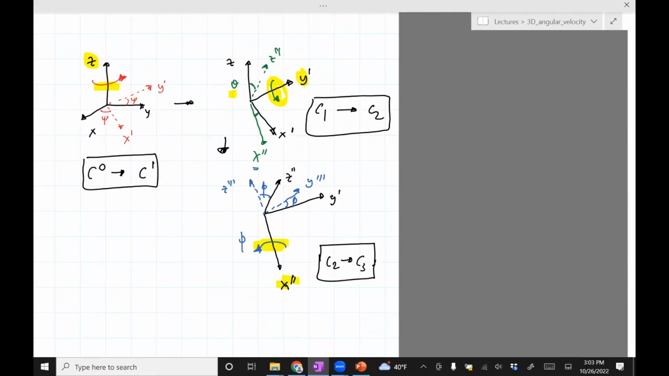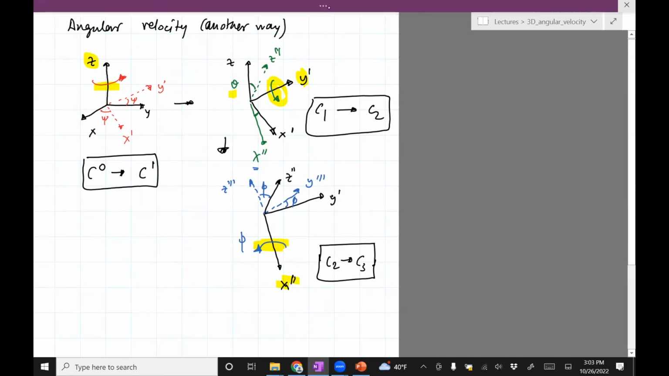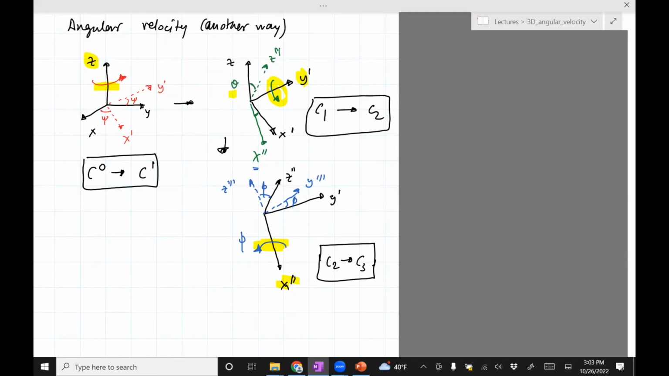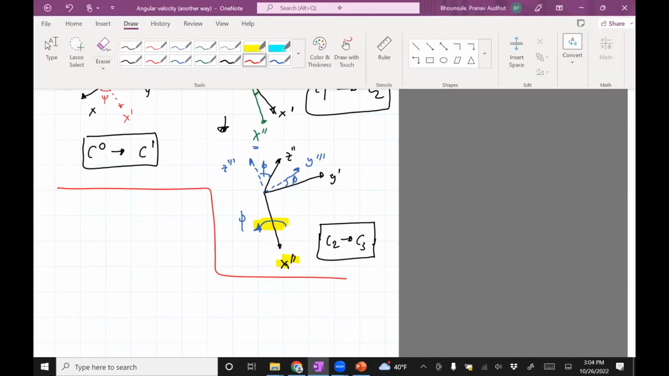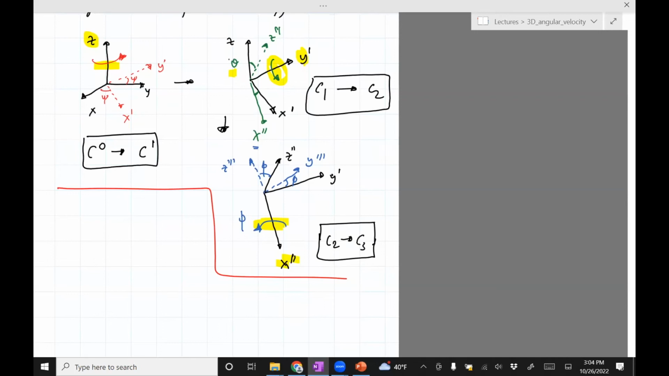So this is angular velocity another way. This is the sequence of rotations to get the Euler angles 3, 2, 1. Okay, so now I'm going to write this equation for angular speed just by looking at that figure in 2 lines. Okay, it's as simple as that.